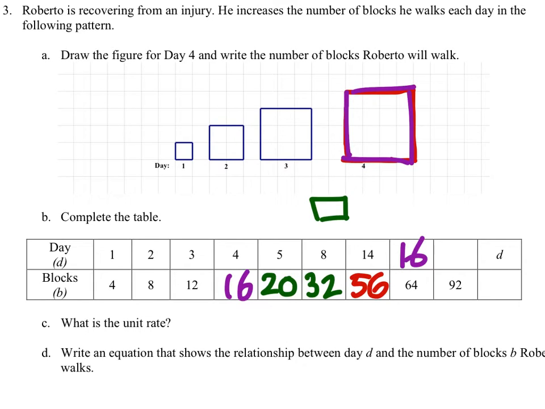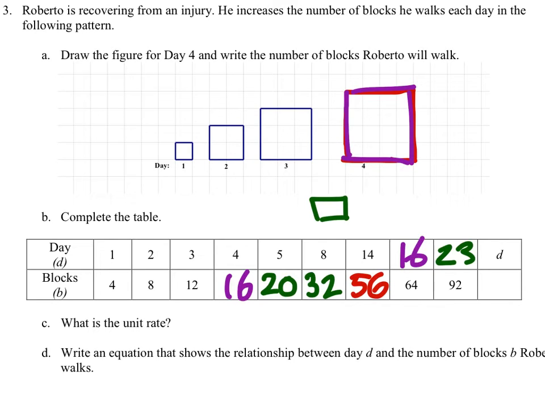Any questions? What if he walked 92 blocks? 23. Yes, that is correct. What about on day D?